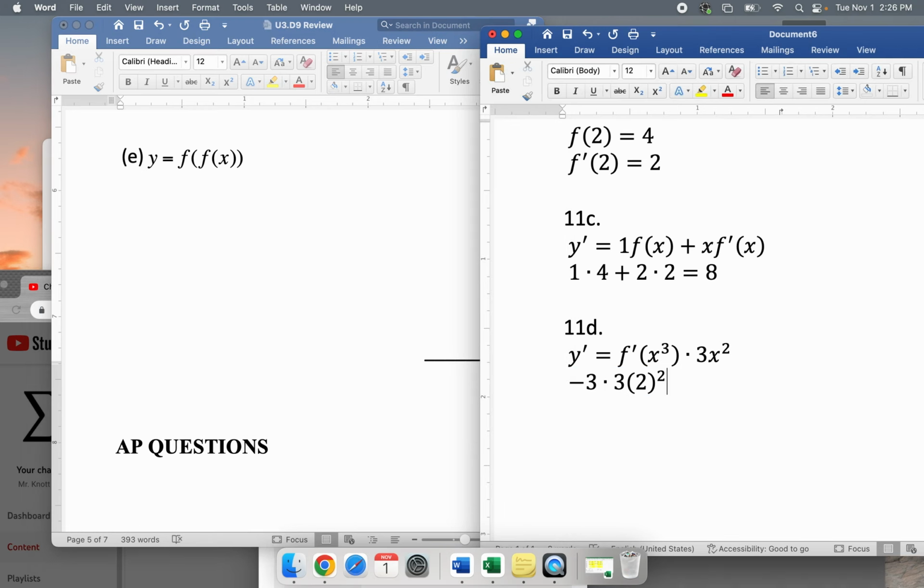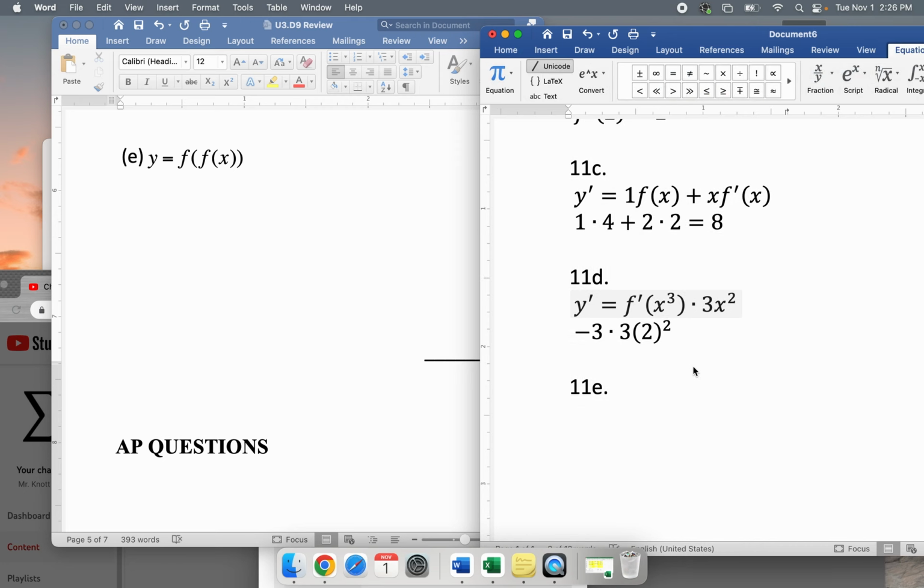So 11e, f of f of x. Okay, this is kind of fun. I like this question. So 11e, that's a composition, but both the inside and outside functions are f. So the outside function is f of blank, right? So the derivative of the outside function is f prime of blank. What goes on the inside? Well, the inside function is just f of x, right? Times the derivative of the inside function, which is f prime of x.